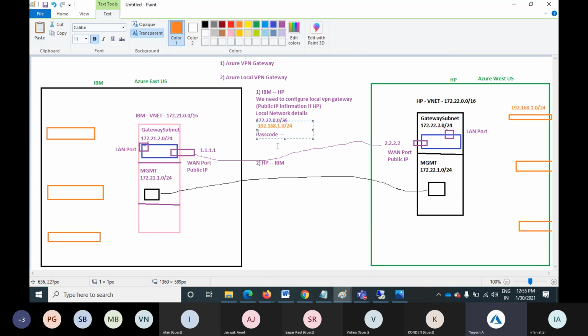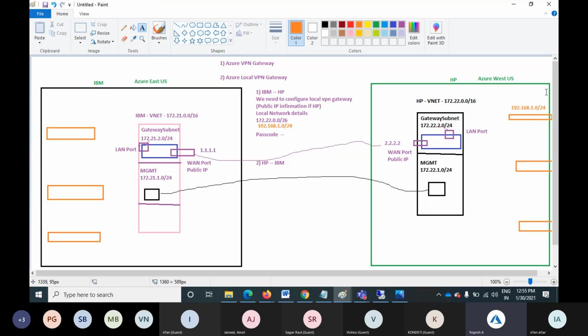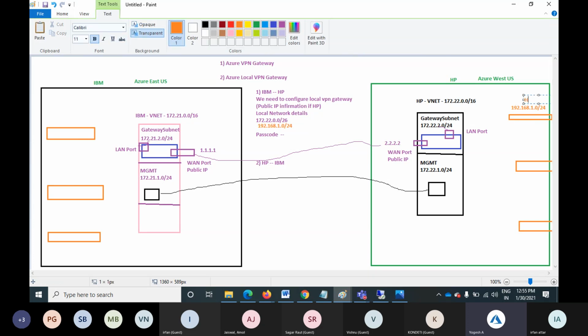You need to allow it here. Once you allow that particular network, your IBM infrastructure can communicate with your HP production. So this is my HP product. In the same way, you need to allow all the IP ranges inside the local VPN gateway, and then you can have connectivity or communication between the two infrastructures.